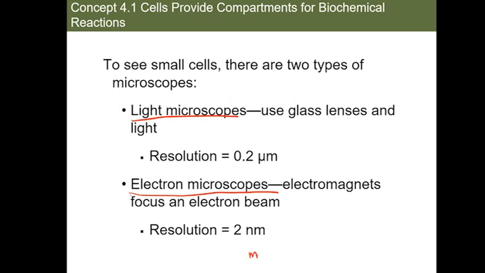So you have your meter, and this is 10 to the negative 9, which equals a nanometer. And so for a micrometer, you have your 1 meter times 10 to the negative 6 for your micrometer. So this is 1,000 times smaller.